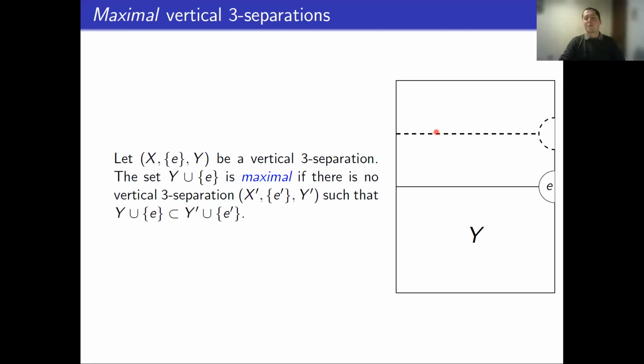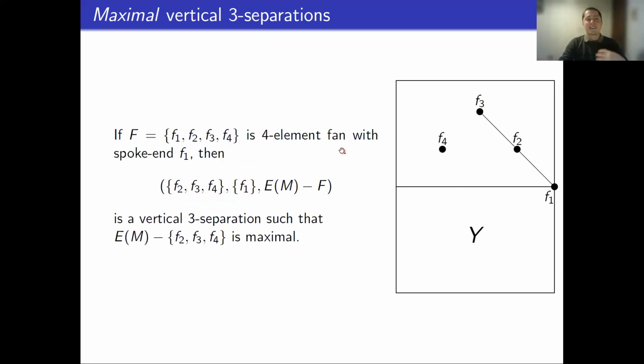So yeah, we're going to see some pictures of what these are, but if we think about our examples we know, this is the kind of stuff which goes on, right? If we look at a 4-element fan, the fan itself is the small side, the non-maximal side, of a vertical 3-separation with one side maximal.